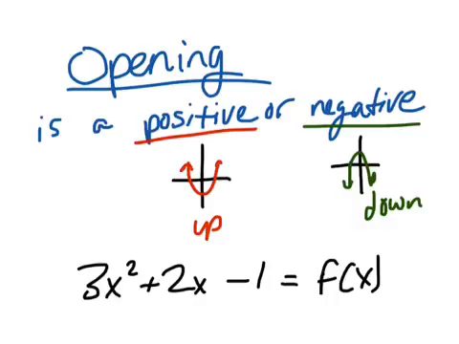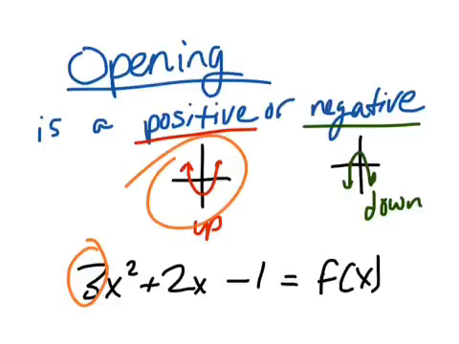So the first thing we're going to look for is whether it's opening up or down. And this is extremely easy. All we're going to do is look, is A, so the A term, in this case it's 3, is A positive or is A negative? I'm going to circle that. Well, this is a positive 3. Since it is a positive 3, this parabola is going to be opening up. No arithmetic involved in this step at all.